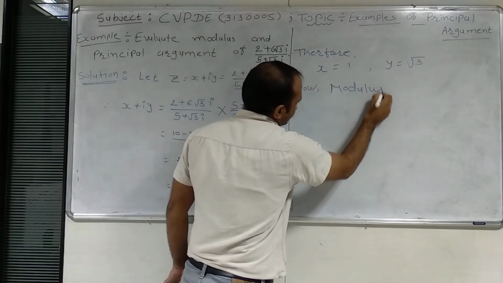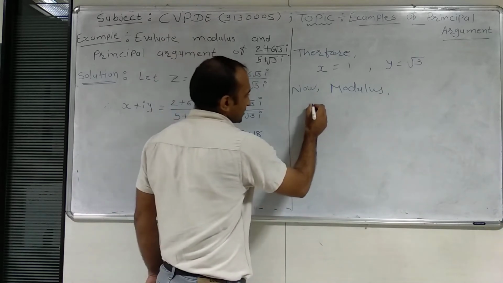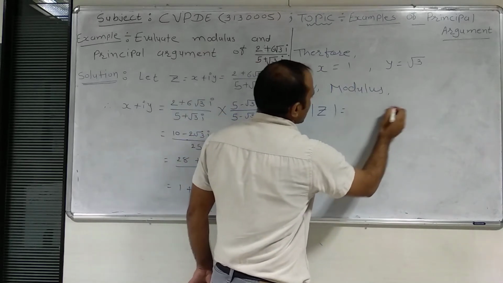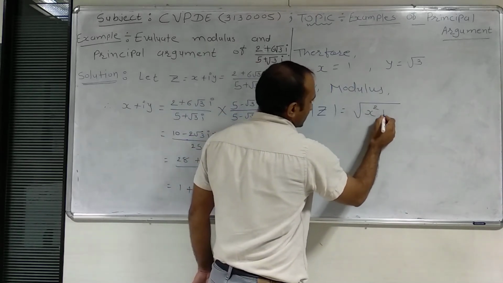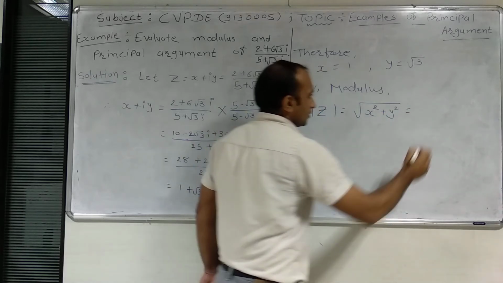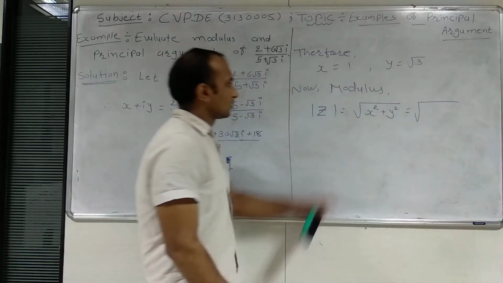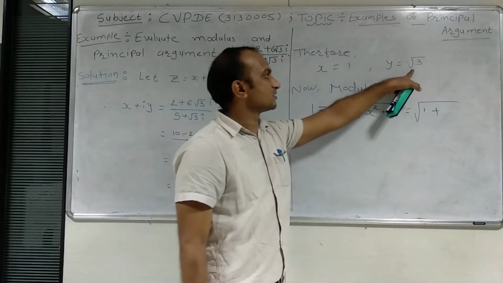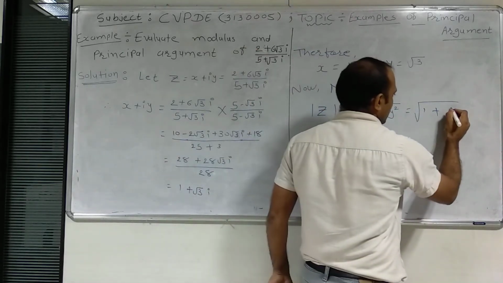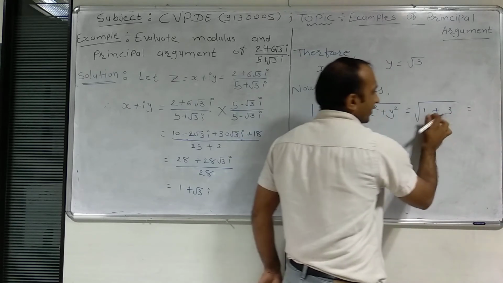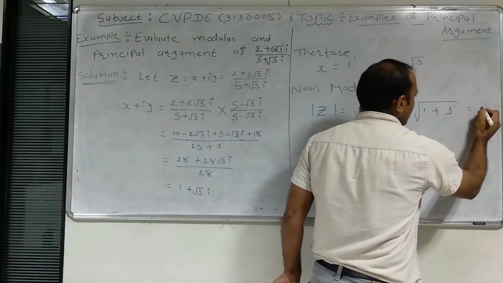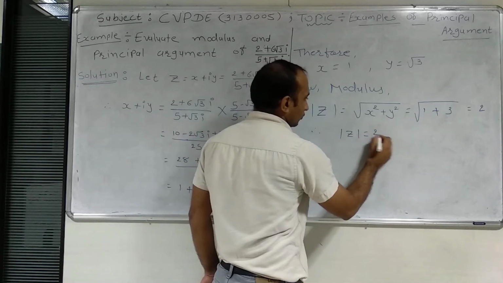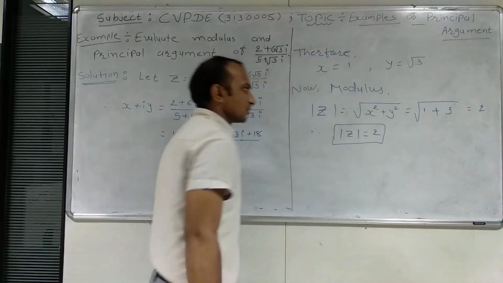Now the modulus. For the modulus, mod of z equals the square root of x square plus y square, which equals the square root of 1 square, which is 1, plus root 3 square, which is 3. Now 1 plus 3 is 4 and the square root of 4 is 2. So therefore mod z equals 2. Okay. So the modulus of z is 2.